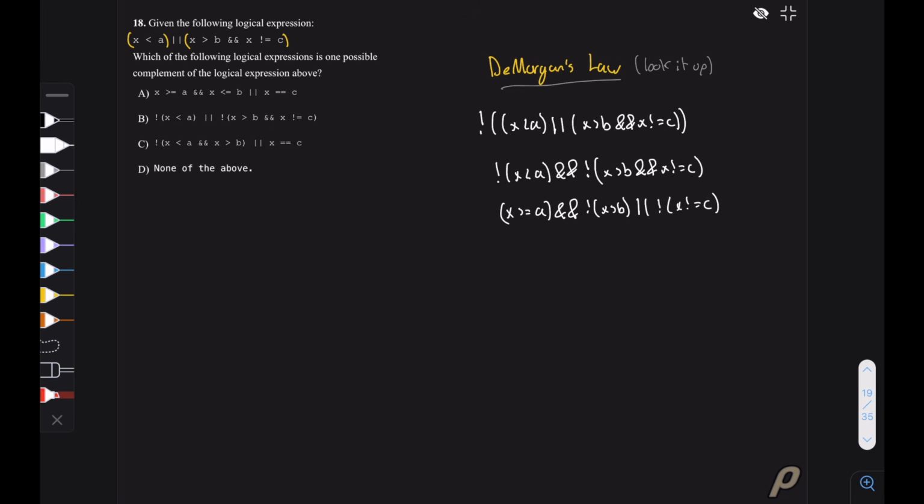Then we have one more. It looks like we can expand the not through one last time here. If we do one more iteration of this, what is the opposite of x greater than b? Oh yeah, one important thing, we need to make sure we keep the parentheses here. The opposite of x greater than b is x less than or equal to b. We already did the or there, and then the opposite of x not equal to c is x equal to c.